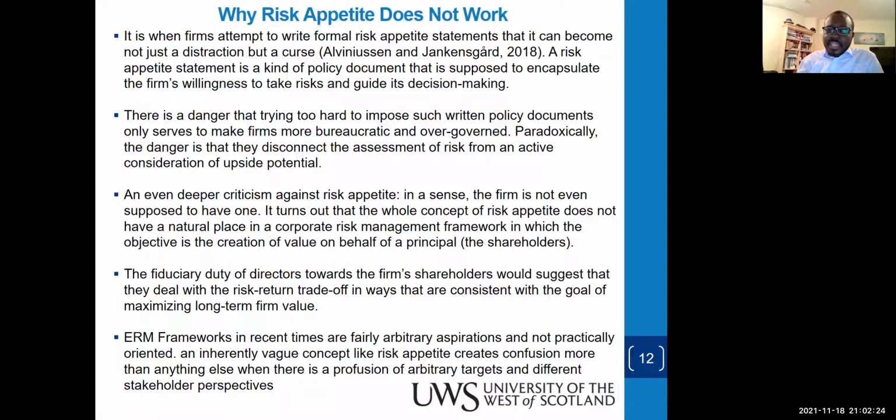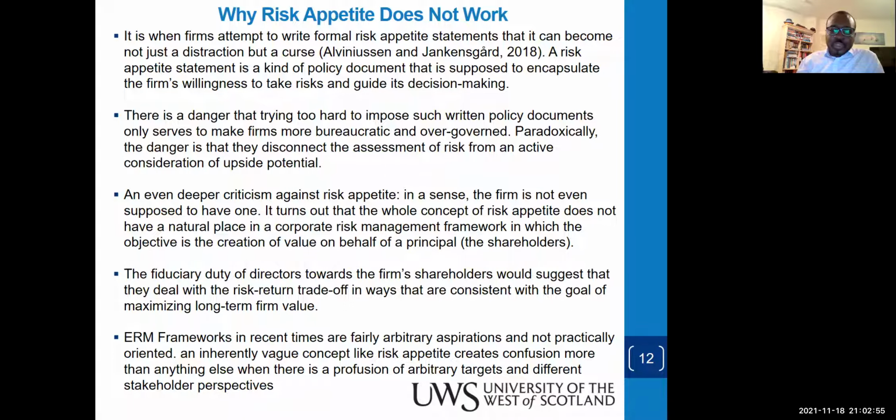There's another, deeper criticism against risk appetite. They said, in a sense, the firm is not even supposed to have one. You are running a business with the aim of making profits, with the aim of maximizing value for your shareholders. Why do you think of risk? That is the situation where people think that risk is always negative. So when you bring in the element of risk and the CEO, the shareholders don't understand, already they think that you are working to bring the company down.